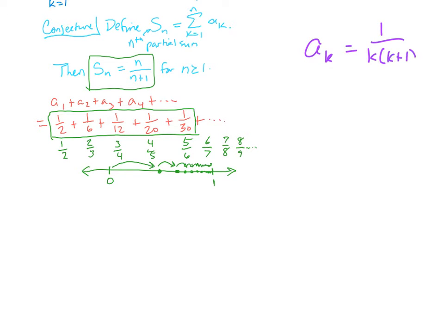Now I realize I've been switching around which letter I'm using, but that's totally allowed. I'm going to use k to represent indices for individual terms of the series, and then n to index the partial sums, just to keep things separate.